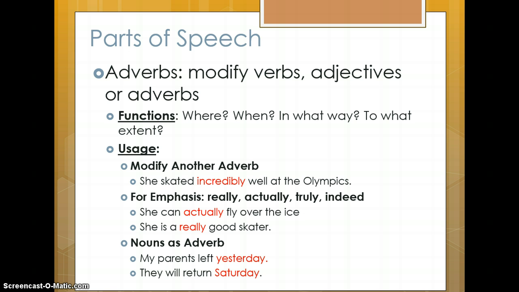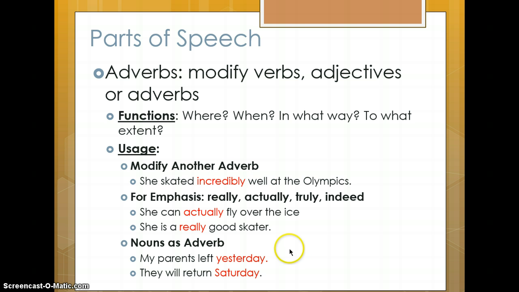Adverbs can also be used to modify other adverbs. So, she skated incredibly well. In this case, the adverb incredibly is actually modifying the adverb well. She skated well. Well is the adverb. It's modifying skated. Incredibly is an adverb that's modifying well.